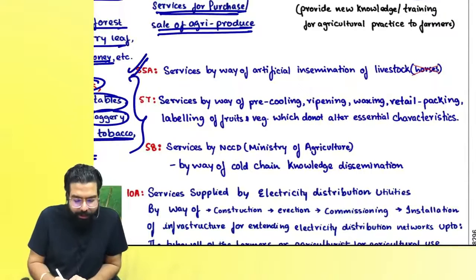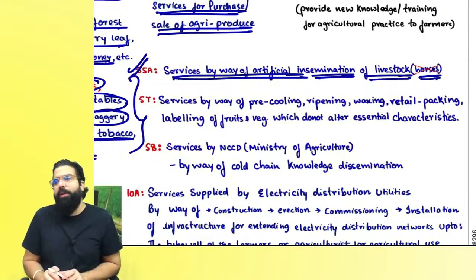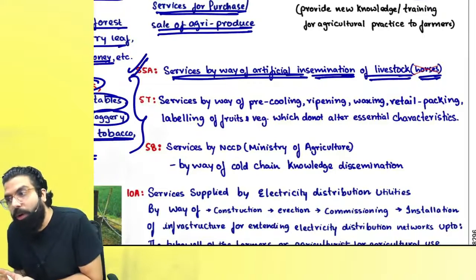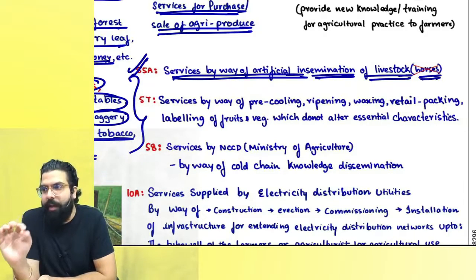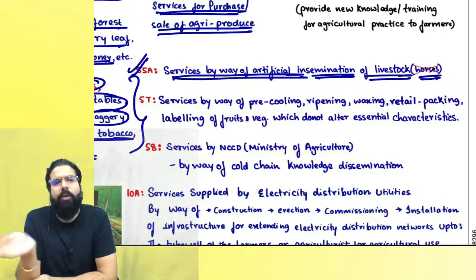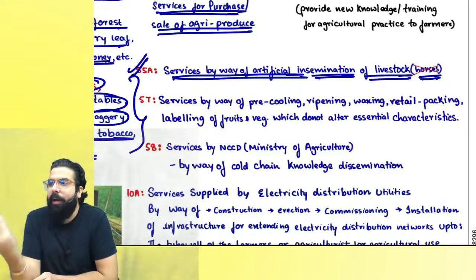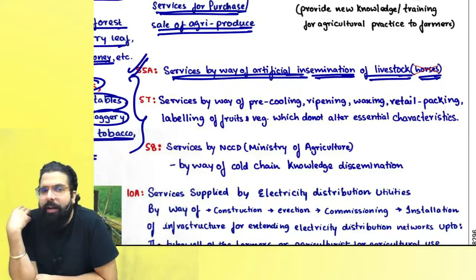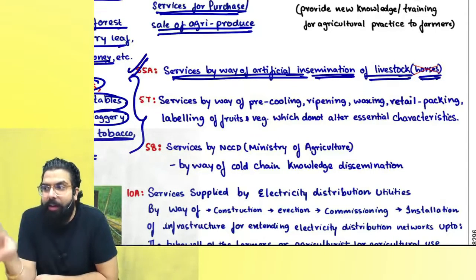Now, services by way of artificial insemination of livestock except horses will also be taxable? No, it will be exempted. Artificial insemination of livestock, basically breeding livestock. Supposing one cow is there, breeding the cow to get more babies, they are saying artificial insemination is exempted. Of livestock only; horses is always taxable.